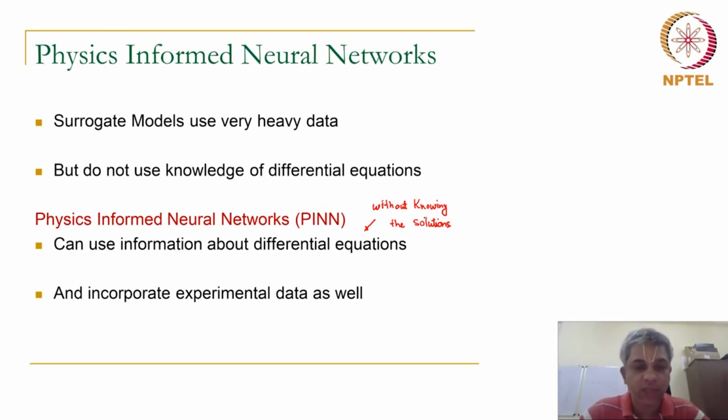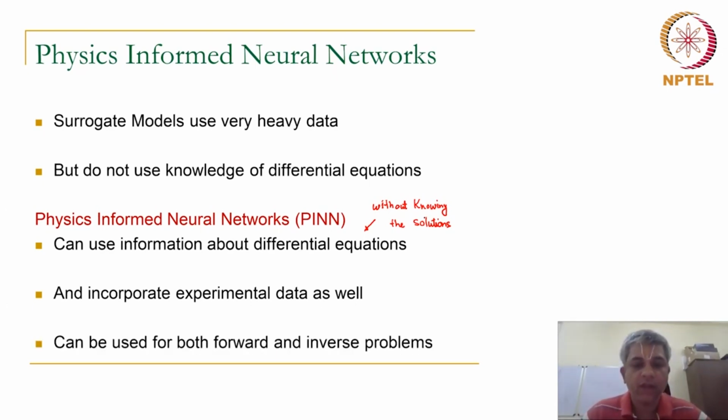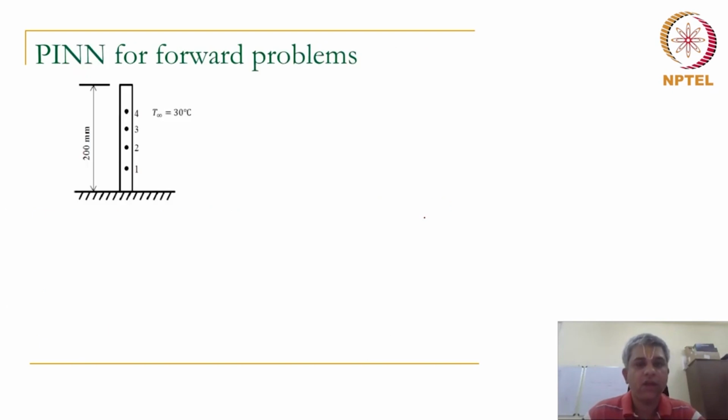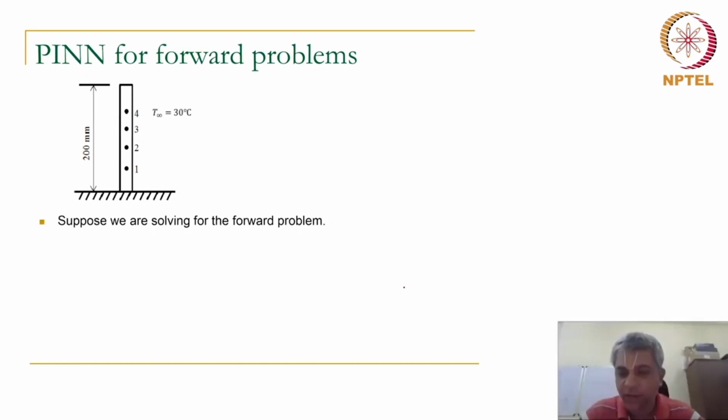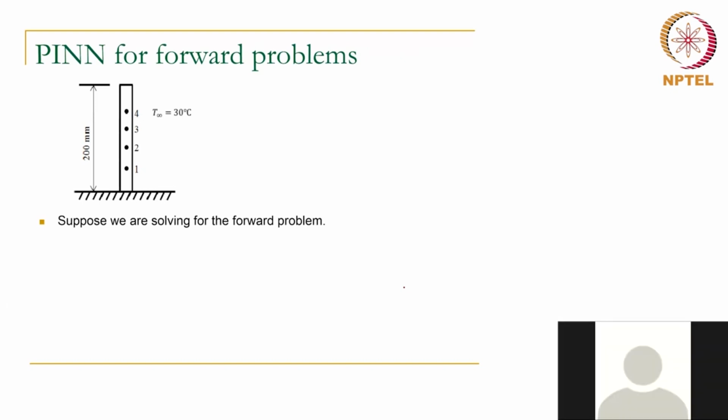So in such cases, PINNs become useful, and you can incorporate experimental data as well, as I will show you in the example today. And these can be used for both forward and inverse problems. I'll be giving you only an example of an inverse problem, because in many ways, hidden within that is the forward problem also. Sorry, was there a question? If you have a question, please feel free to pause me.